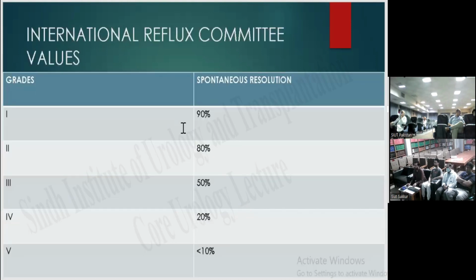The International Reflux Committee values the spontaneous resolution of the grades. Grade 1 has spontaneous resolution at 90%, grade 2 is 80%, grade 3 is 50%, grade 4 is 20%, and grade 5 is less than 10%. This is spontaneous resolution.